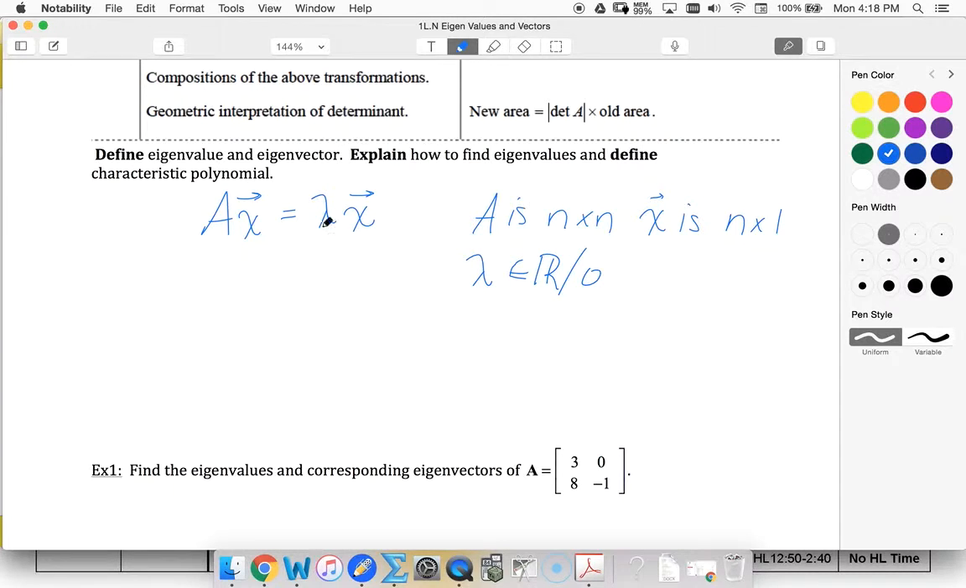So 0 obviously would be the trivial solution. If A was 0, lambda would be 0. So our eigenvalue, so lambda, is the eigenvalue. X then would be the eigenvector.